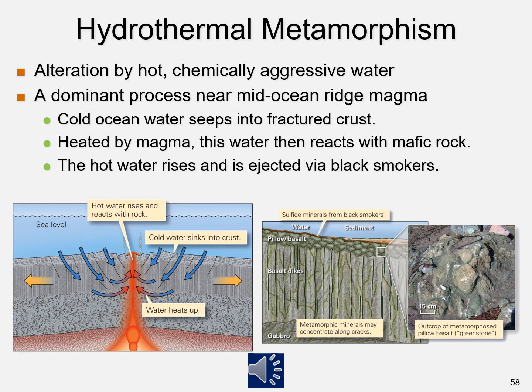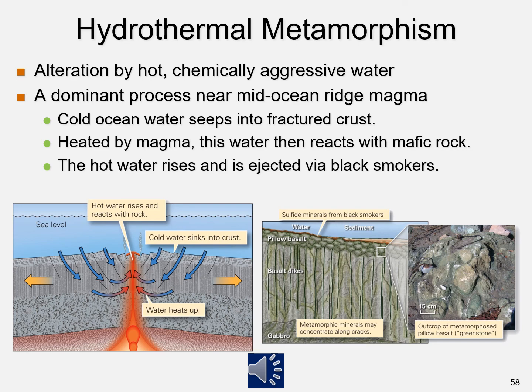Hydrothermal metamorphism at mid-ocean ridges. Hot magma rises beneath the axis of a mid-ocean ridge, so that when cold water sinks through cracks down into the oceanic crust along the ridge, it heats up and transforms into hydrothermal fluid.